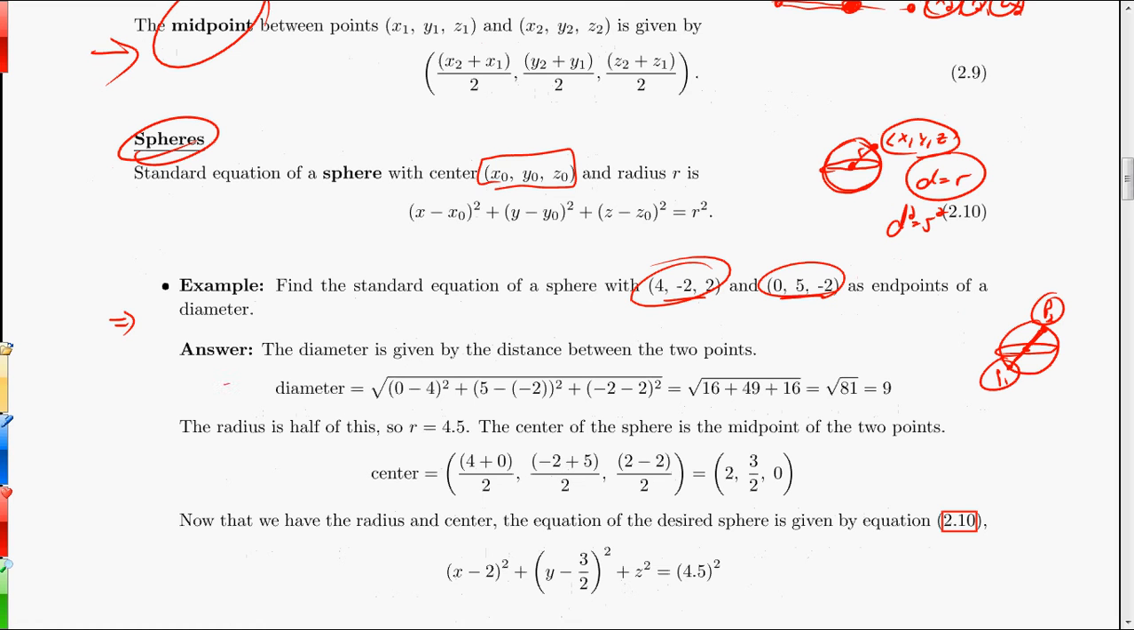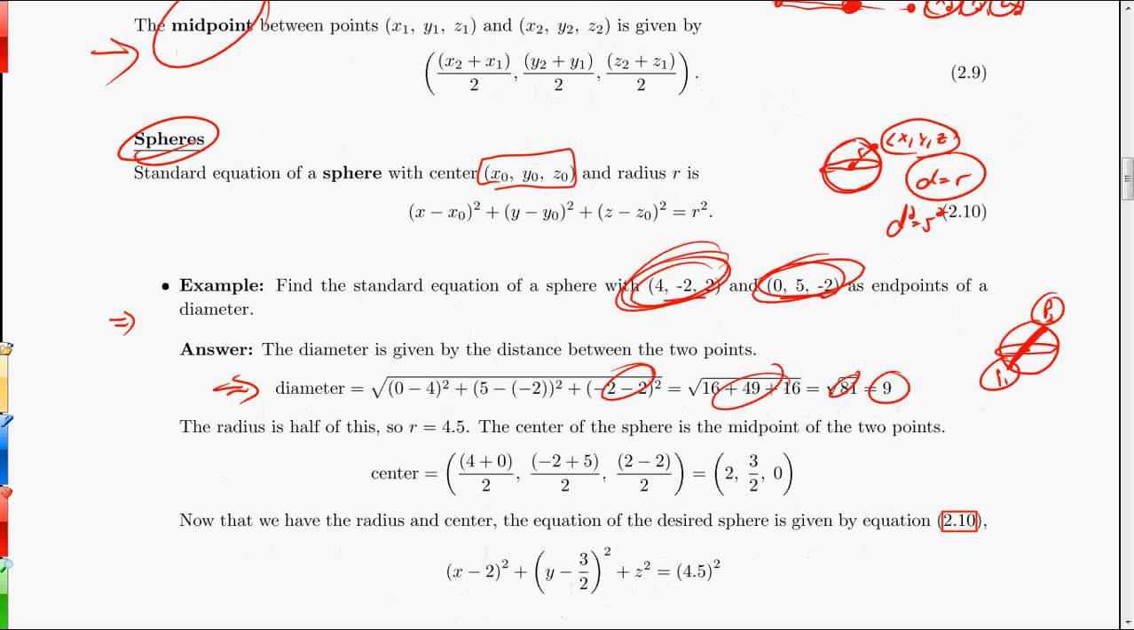So let's worry about the radius first. The diameter is going to be the distance between those two, and then whenever I cut it in half, I'll have the radius. So when I take the distance between these 2 points, this point and this point, the difference in x squared, difference in y squared, difference in z squared, add them all up, take the square root.